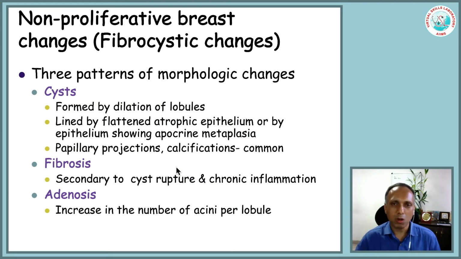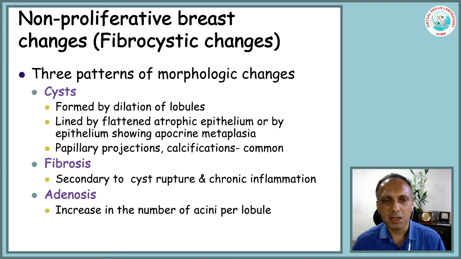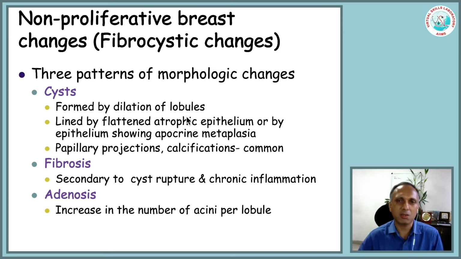So now coming to non-proliferative breast changes, which are also known as fibrocystic changes, there are three patterns of morphological changes. This is a very common change which occurs during the reproductive age of any female. These are also known as the lumpy, bumpy breasts. They may present sometimes with a palpable lump, which is nothing but a distended cyst. And the lumpiness is because of the smaller cysts and the fibrosis around them. Rarely they may be associated with a nipple discharge.